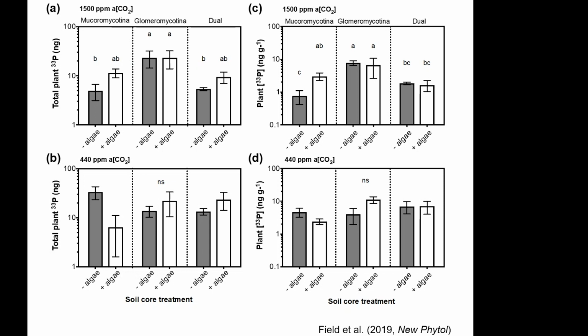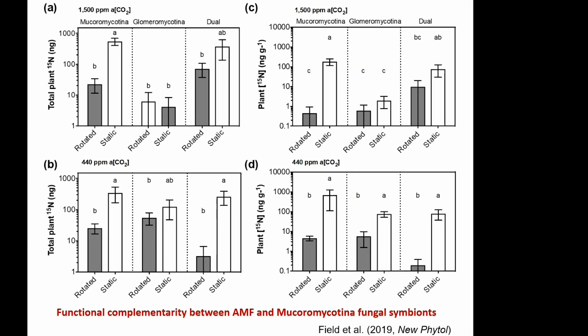It was kind of uniform, which is good, but it's not very exciting. But what was really exciting was actually the nitrogen response. And what we found, so static refers to when the fungal connections between the plant and the nutrient source were kept intact, and then rotated is when they were severed, so they either had access or not.